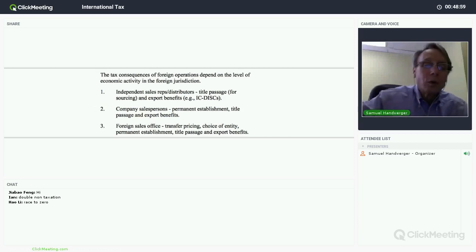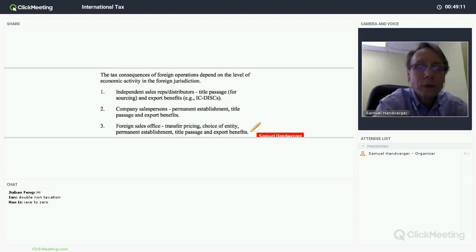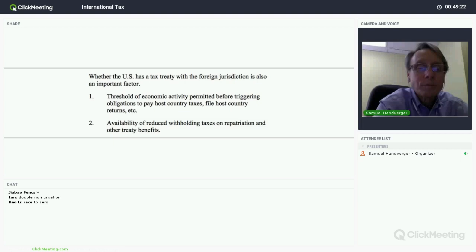And that leads to number three, also an office there could lead to taxation in that country. So then we would have a situation where the U.S. company is being taxed in the U.S. under worldwide and being taxed in the foreign country.